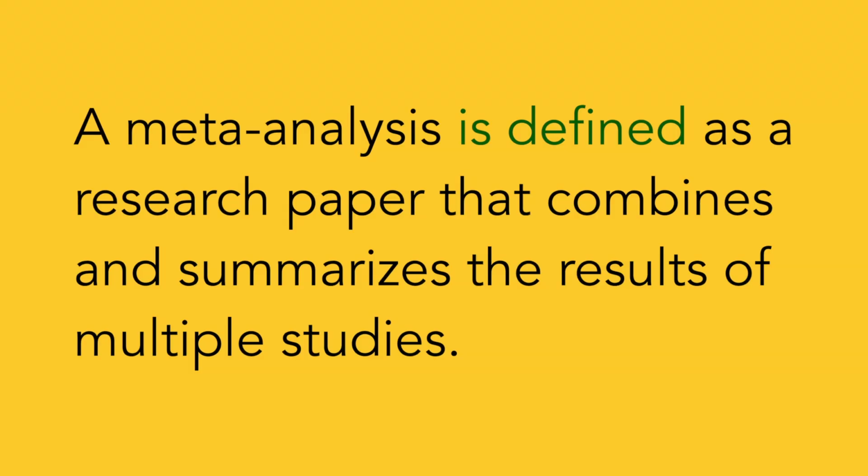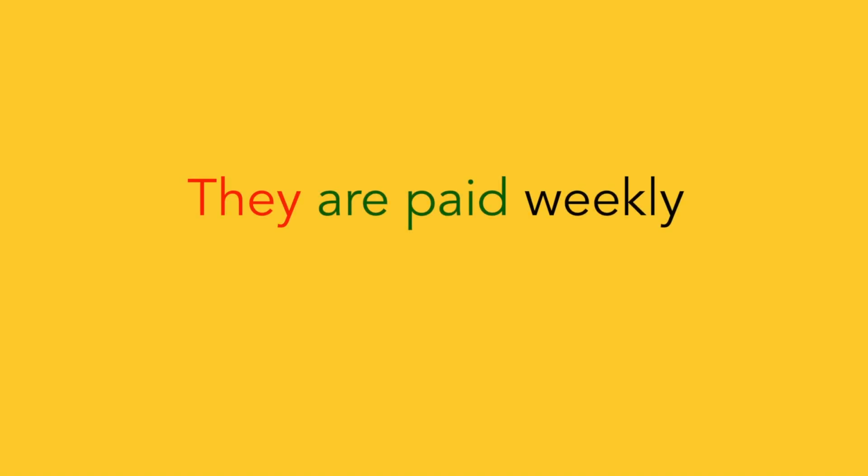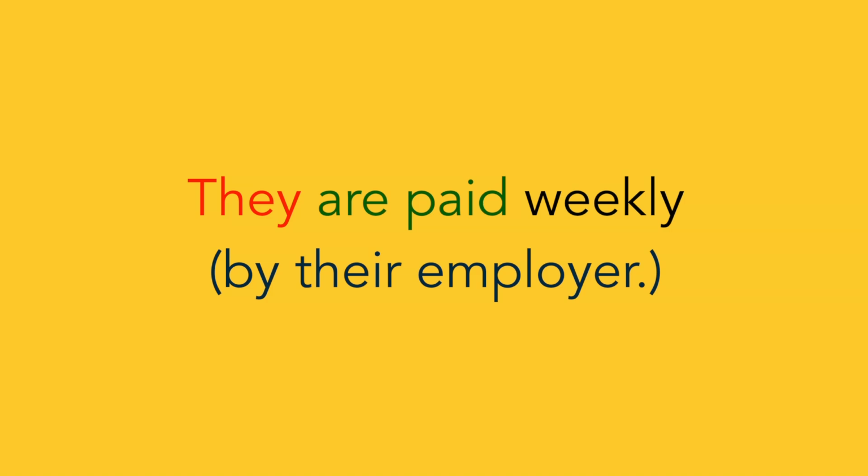Sometimes I use passive voice when the doer is irrelevant, like in this sentence. A meta-analysis is defined as a research paper that combines and summarizes the results of multiple studies. The phrase is defined is in passive voice. I don't care who is providing the definition, I only care about the definition itself. So I use passive voice to de-emphasize the doer. I also use passive voice when the doer is obvious, like in the sentence, they are paid weekly. It's obvious that they are paid weekly by their employer, so I don't need to say it. Instead, I de-emphasize the doer by putting the sentence in passive voice.